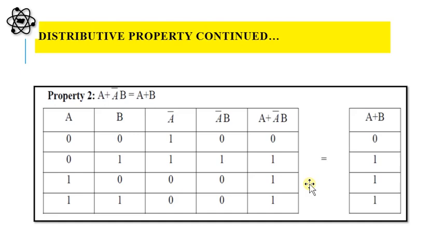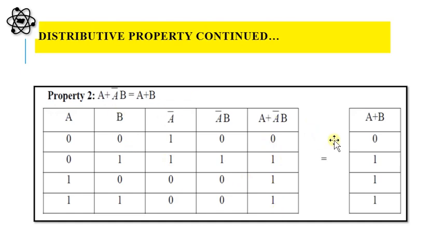So you can see that we have A and B. Since two variables are being used, only 4 combinations of inputs we will have. Now A bar is also written, that is the complement of A, and we have A bar B. So we multiply A bar and B and write the result. Then we OR it with A, A plus A bar B. So this result is ORed with A, and you get 0, 1, 1, 1.